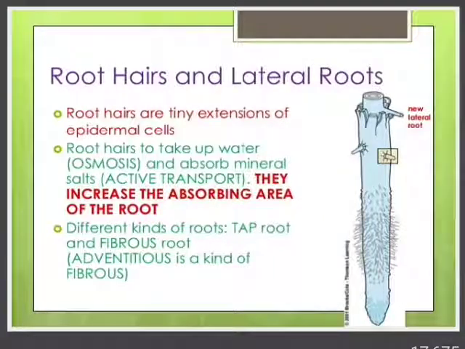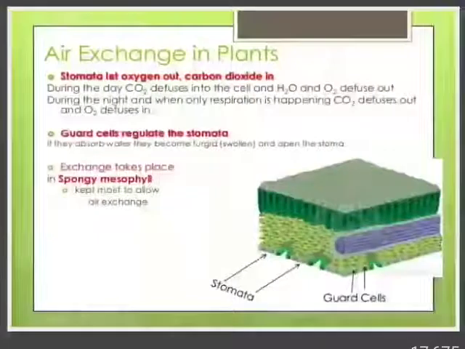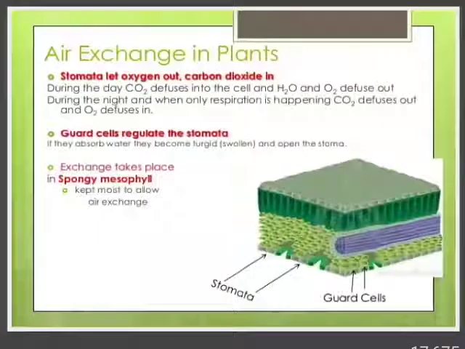So there are different kinds of roots: tap root and fibrous root. Another kind is a type of fibrous root. Turgor pressure is the pressure when the water inside the vacuole pushes against the cell wall. Soft plants have lots of tissues that need a regular supply of water. That is a turgid plant cell.